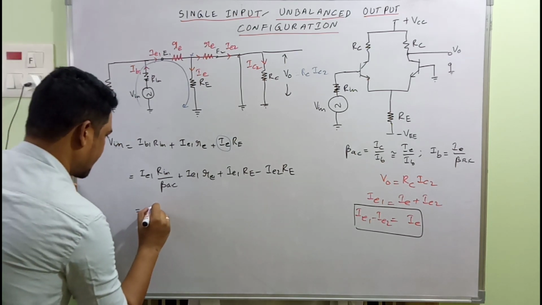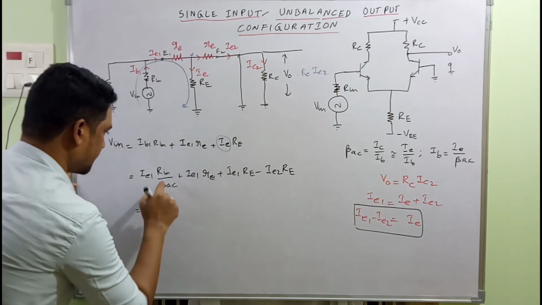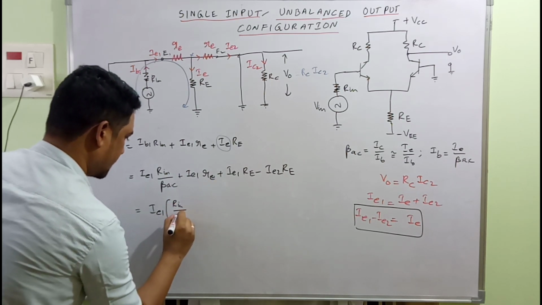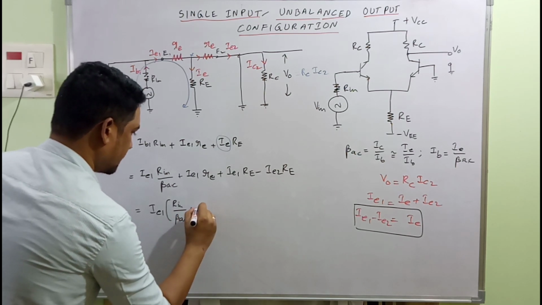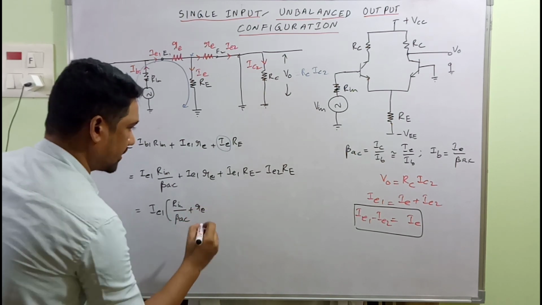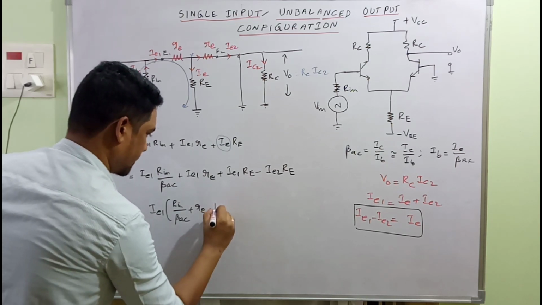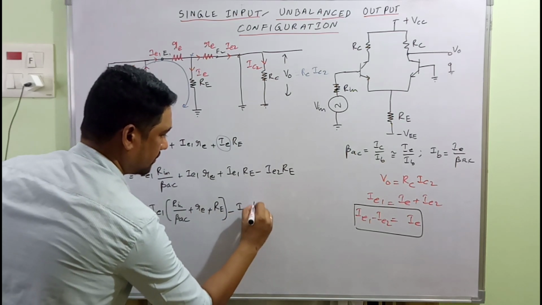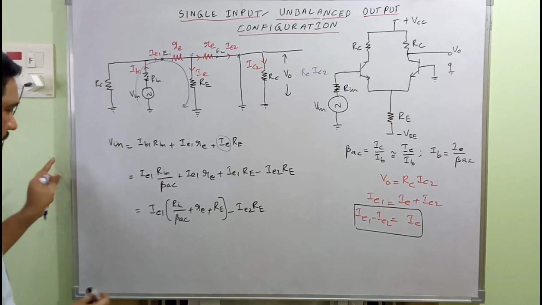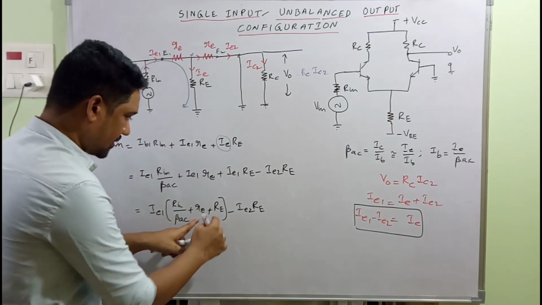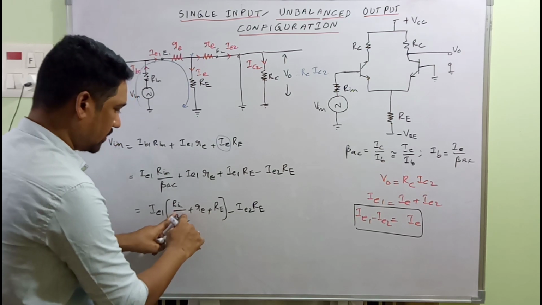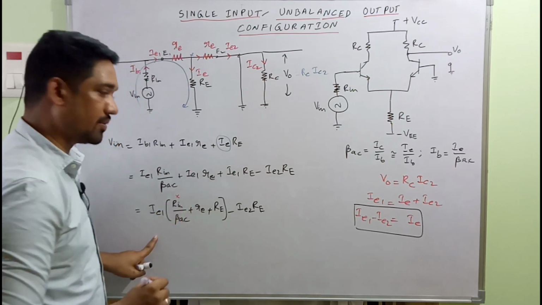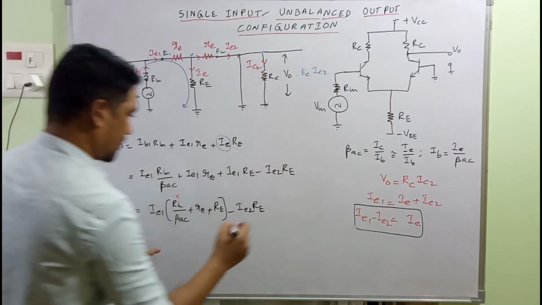And taking out IE1 as common from this and this, what we have is Rin by beta AC plus RE, plus we have this one also, capital RE, the external resistance, RE minus IE2 RE. Yeah, this is the expression. And in this very expression, when compared to this sum, this RE plus RE is very small and can be neglected, practically can be neglected. And this equation takes the form here.